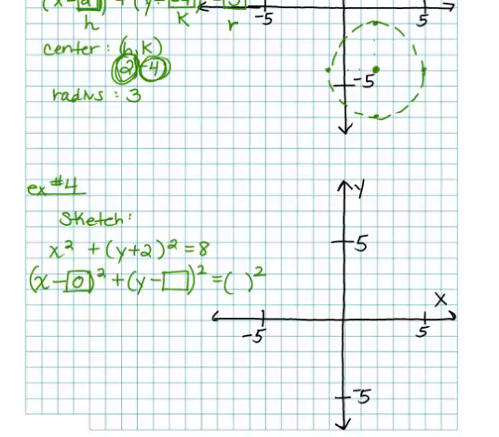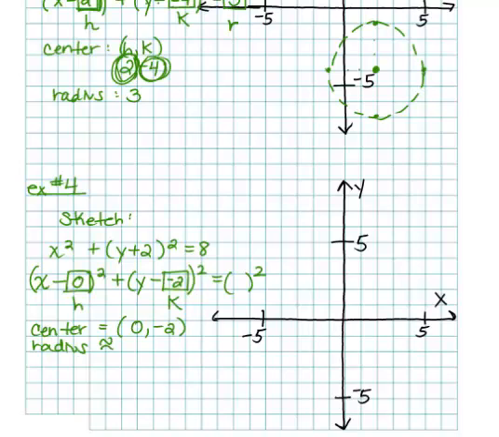Y minus negative 2 is going to give me y plus 2. Here's my h and my k. So I know my center is at (0, negative 2).